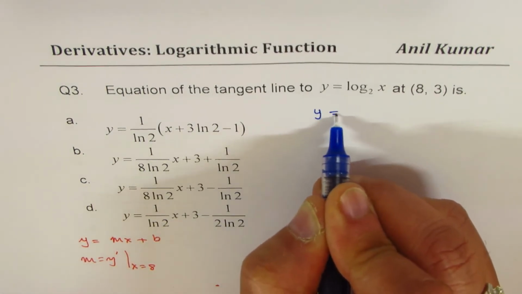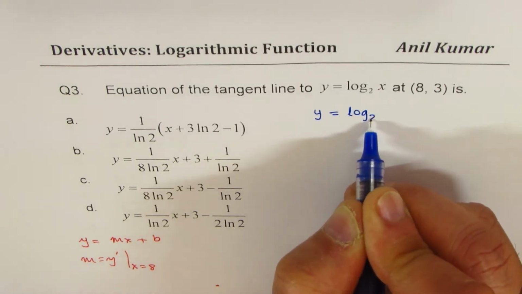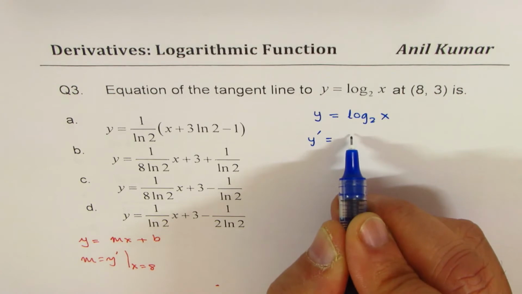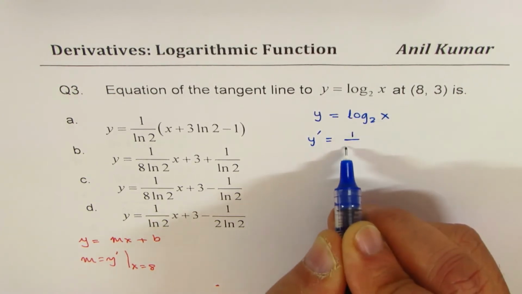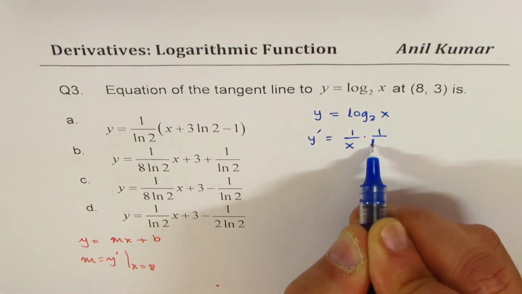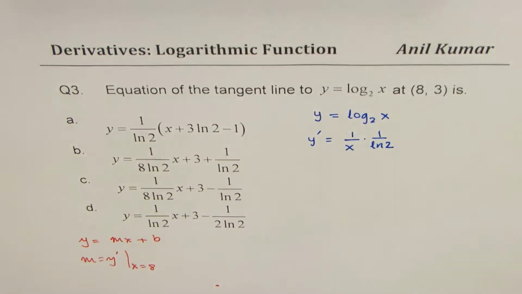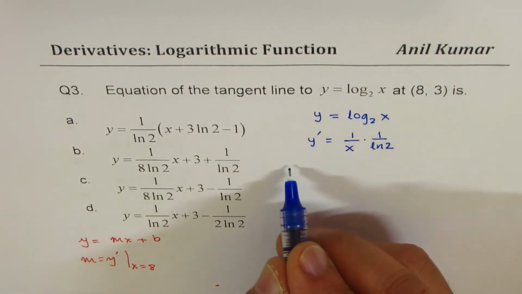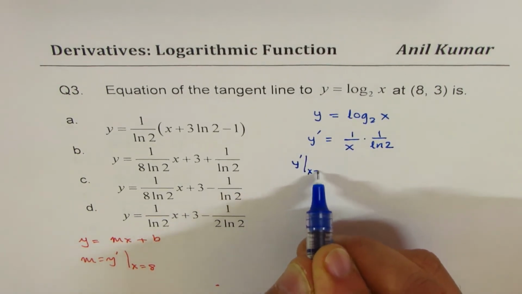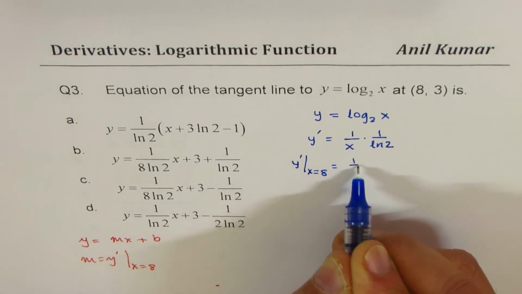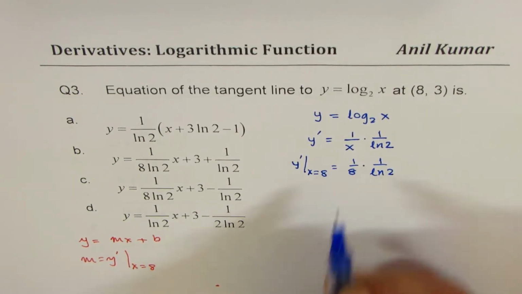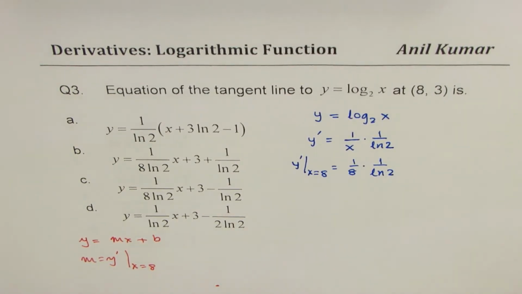We are given y equals log to the base 2 of x. The derivative will be 1 over x times 1 over ln 2, the base. To find this derivative at x equals 8, we will replace x with 8, so we get 1 over 8 times 1 over ln 2. So that becomes the slope.